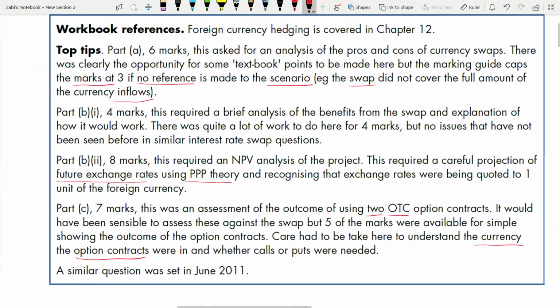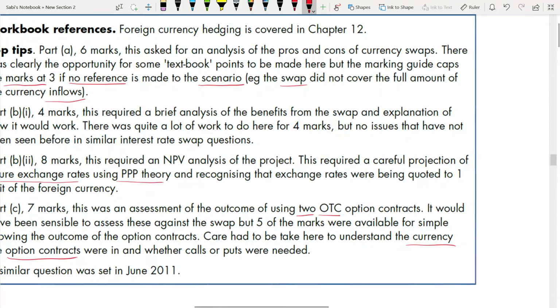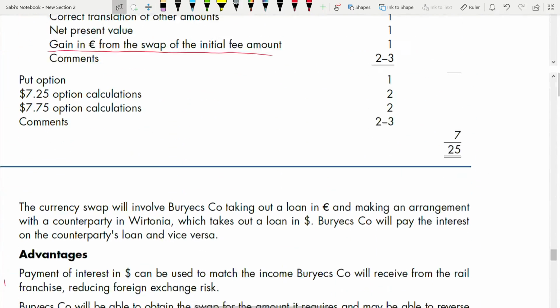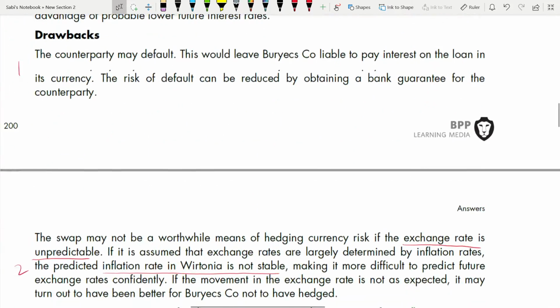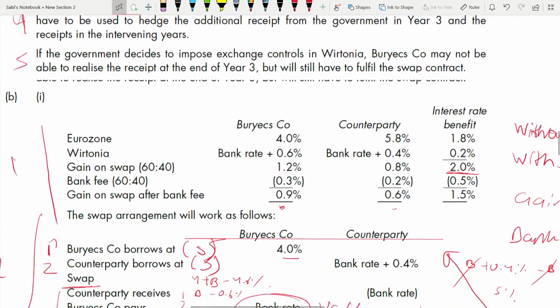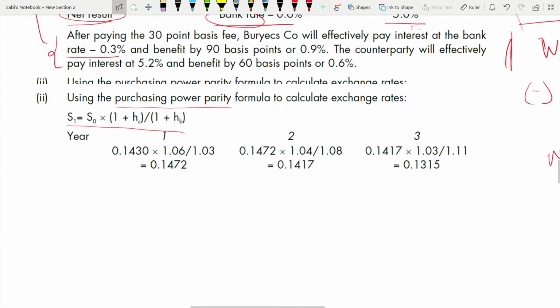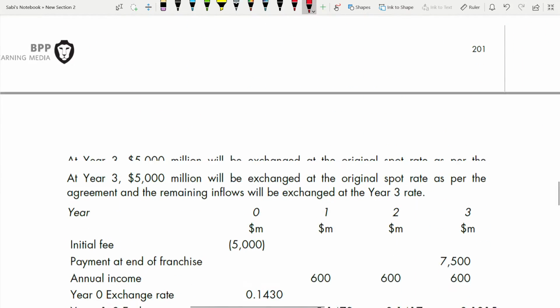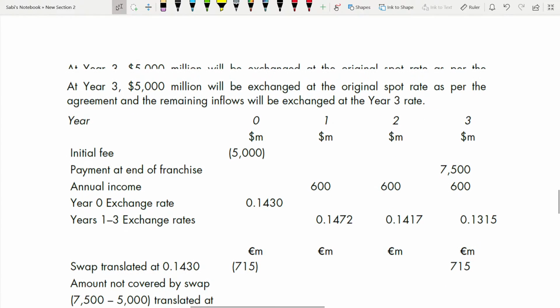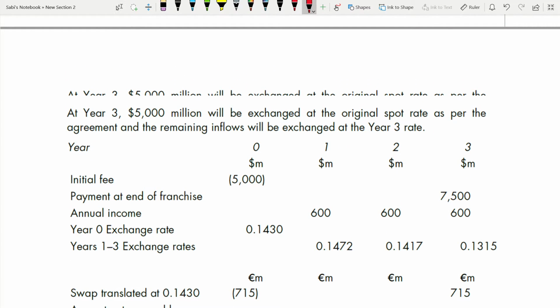Let's see, this is how they have worked here. Exactly that way they have worked here. Using those inflation rates, now you will make a table to find the net present value, right? So at year 3, 5,000 million will be exchanged at the original spot rate. They have told 5,000 is the initial you are paying. Initially, you are immediately paying 5,000 million, right?